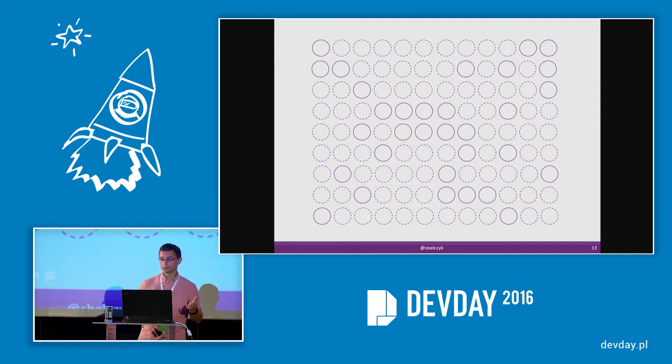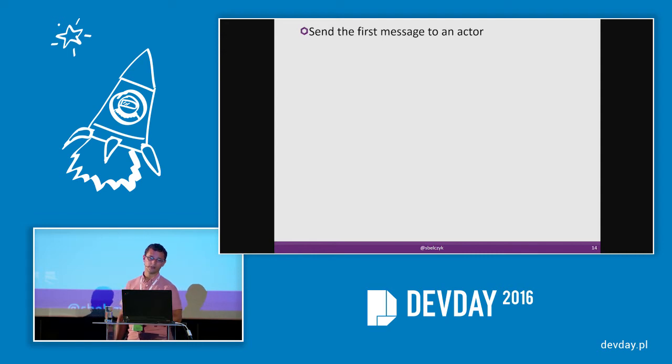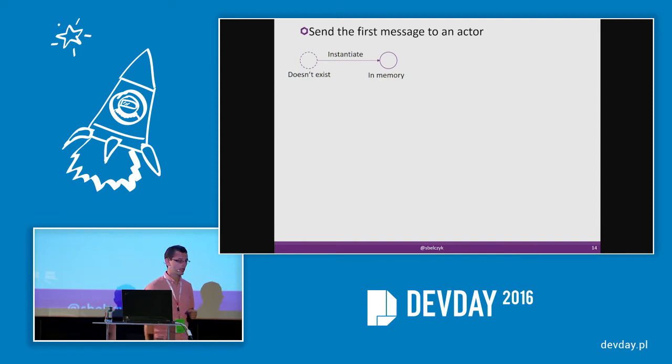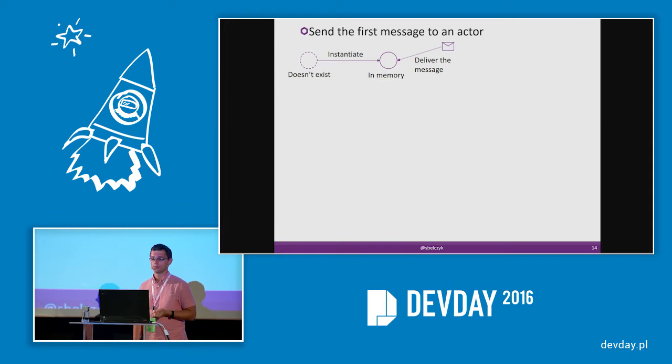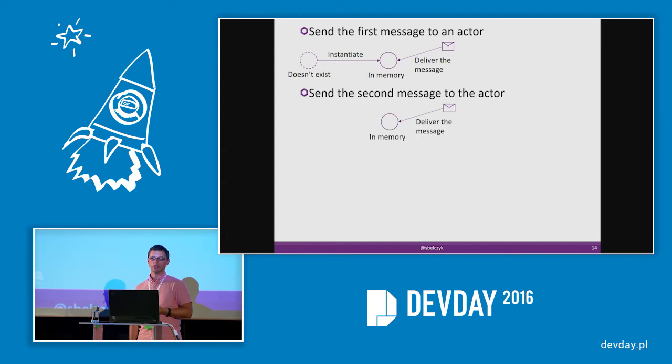Well, why would you care to build such a peculiar platform for this peculiar idea? Let's go through a few examples. Let's say we send the first message to an actor. It doesn't exist, so the runtime will instantiate it, put it in memory, and then deliver the message. If you send a second message to the same actor, it's already in memory, so the runtime just delivers the message.